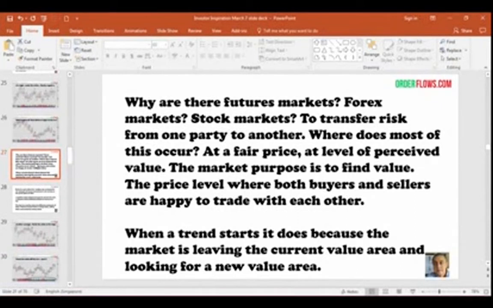Why are there futures markets, forex markets, stock markets? They exist to transfer risk from one party to another. Where does this occur? It occurs at a fair price, a level of perceived value. The market's purpose is to find value. It's the price level where both buyers and sellers are happy to trade with each other.